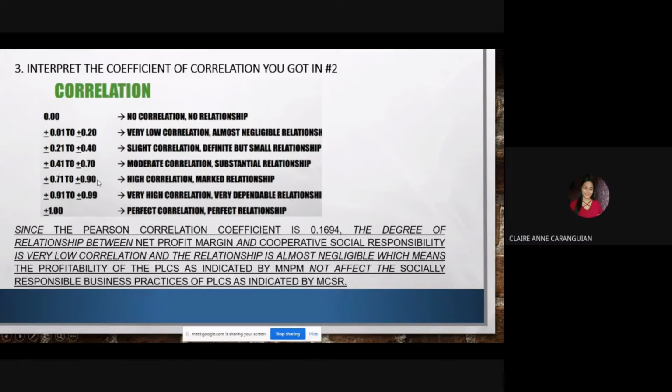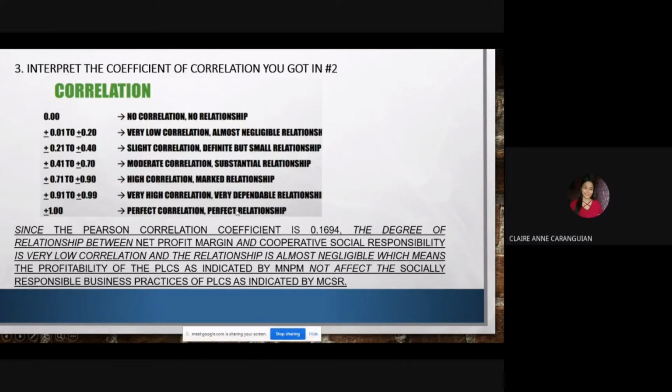Pag 0.71 to 0.90 ang nakuha mo, ibig sabihin, high correlation and marked relationship. And pag 0.91 to 0.99 ang result ng correlation mo, means very high correlation and very dependable relationship. And last, if positive or negative 1 yung result ng correlation coefficient mo, it means perfect correlation and perfect relationship.